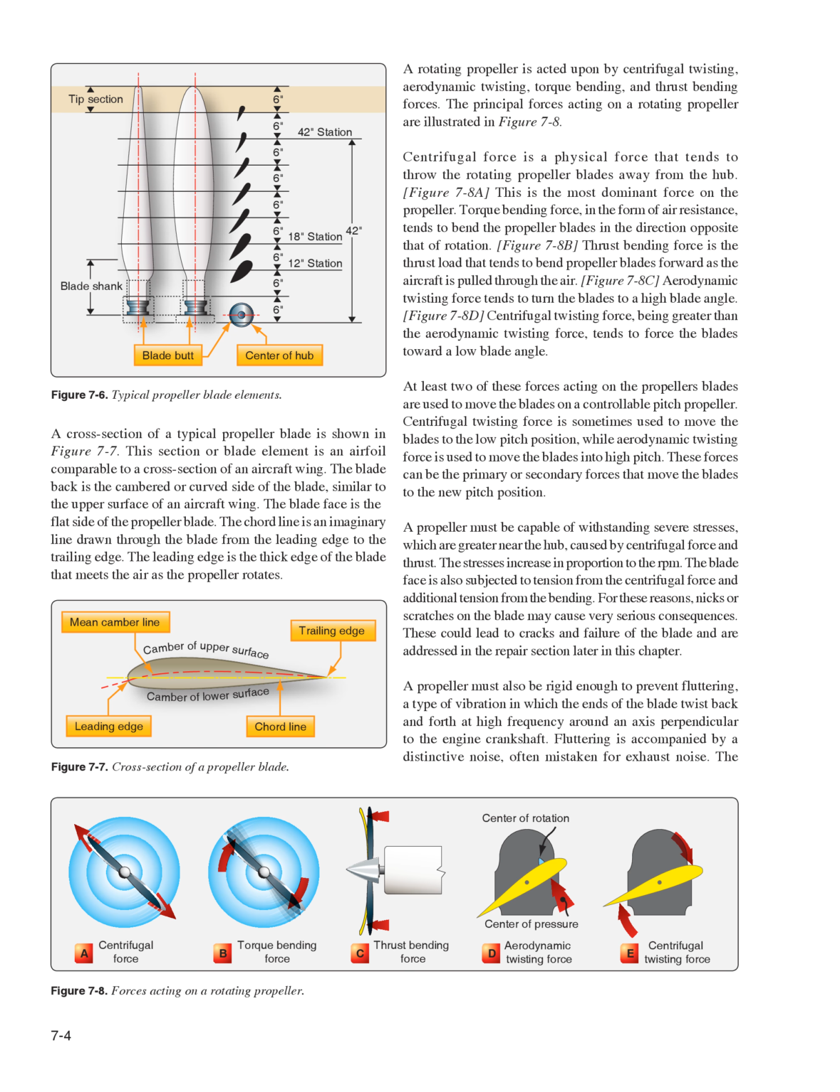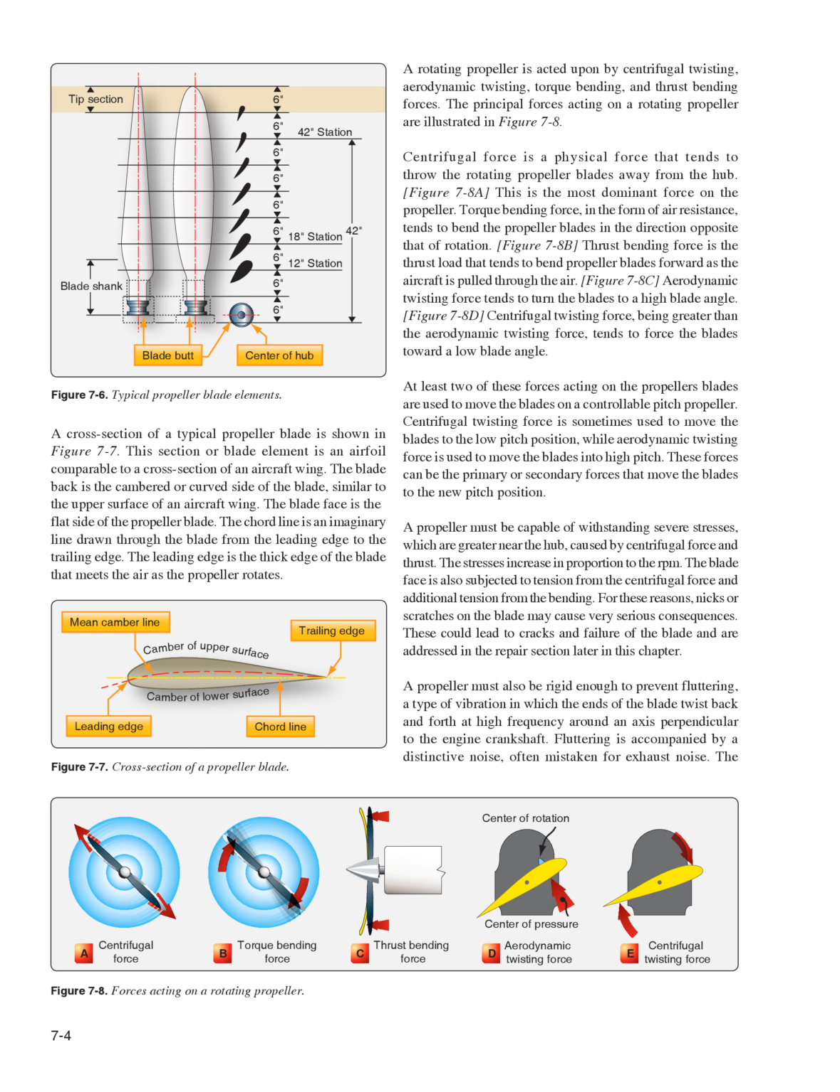Torque bending force, in the form of air resistance, tends to bend the propeller blades in the direction opposite that of rotation. Figure 7.8b. Thrust bending force is the thrust load that tends to bend propeller blades forward as the aircraft is pulled through the air. Figure 7.8c. Aerodynamic twisting force tends to turn the blades to a high blade angle. Figure 7.8d. Centrifugal twisting force, being greater than the aerodynamic twisting force, tends to force the blades toward a low blade angle.